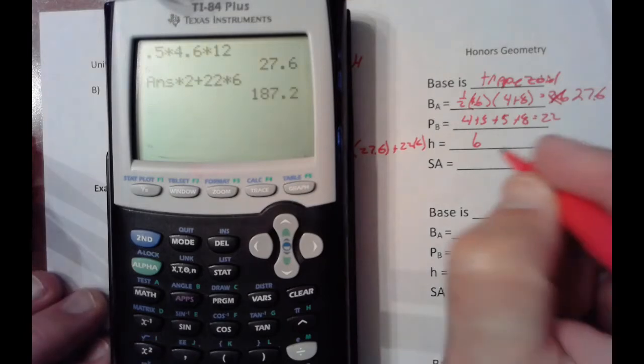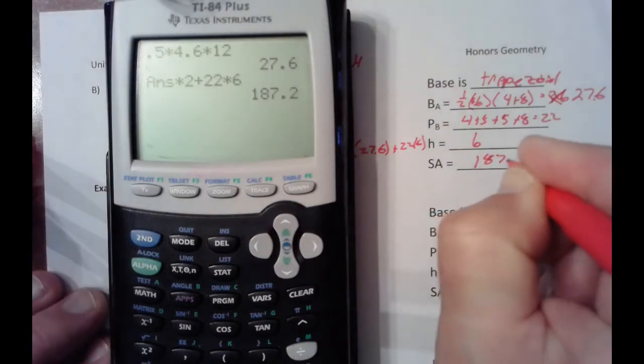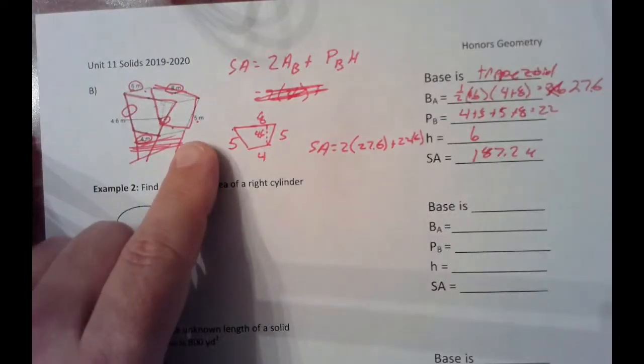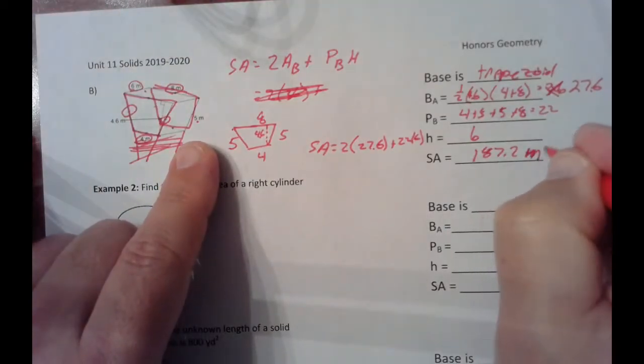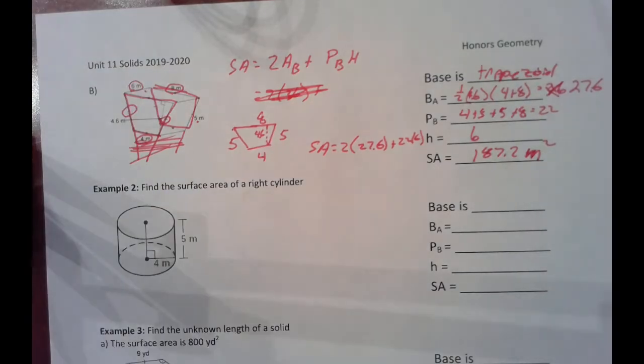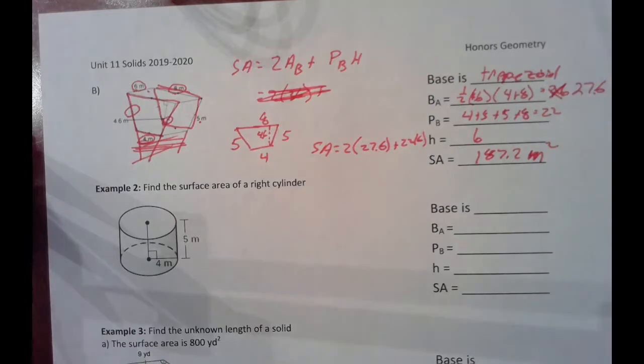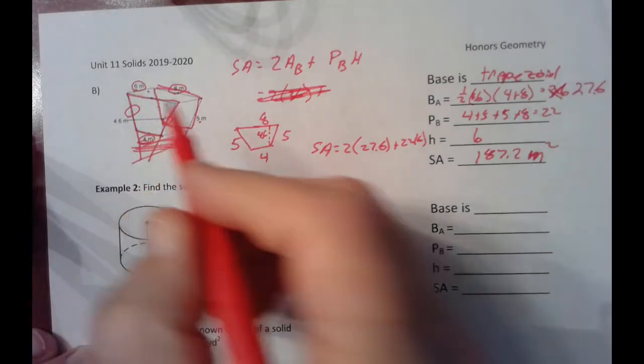So then I've got 187.2. They do have meters in there, so we'll call this meter squared. Alright, so we got a couple different things in the small picture here that slowed me down. And the trapezoid, yes, sometimes it is hard to see the bases.